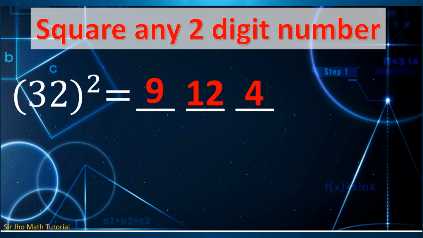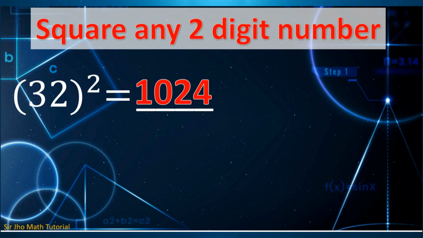Then bring down 4. Then bring down natin si 2 at saka si 1 is i-add natin sa 9. So 9 plus 1 is equal to 10. So the final answer is 32 squared is equal to 1024.